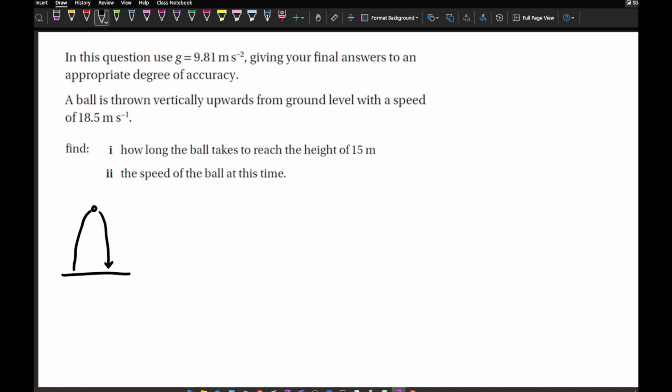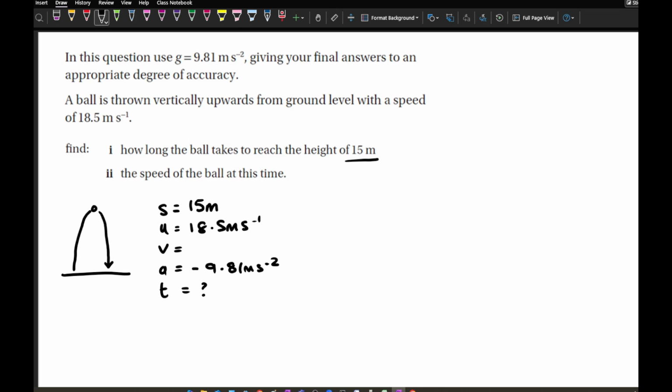So let's have a look at this. We start off by writing our SUVAT, in which S I know is 15 meters, which is given there. We know that the initial velocity is 18.5 meters per second. We don't know what the final velocity is. Acceleration is going against gravity, so that's going to be minus 9.81 meters per second squared. And T is what I'm wanting to know.